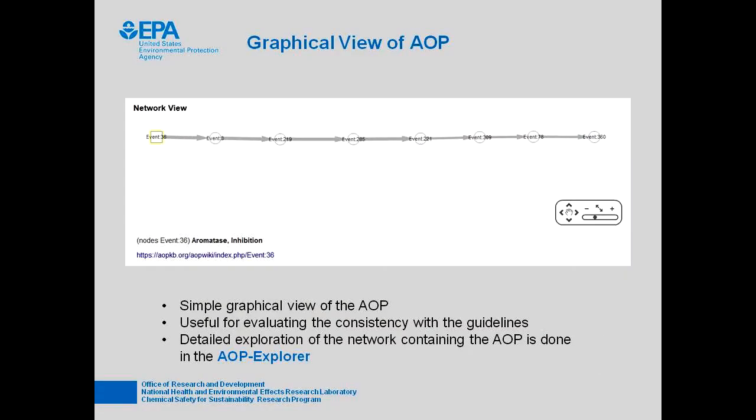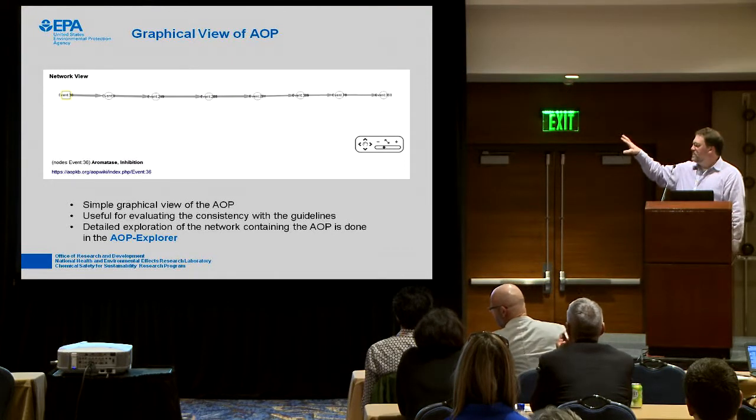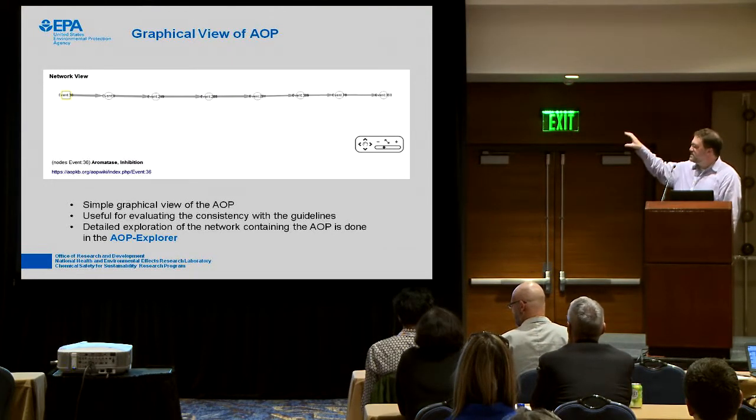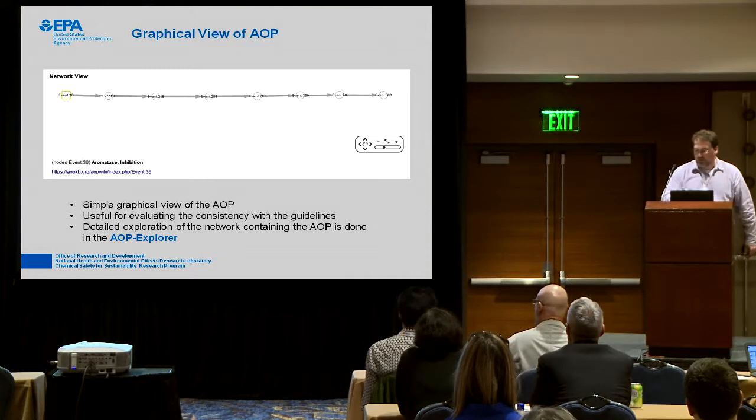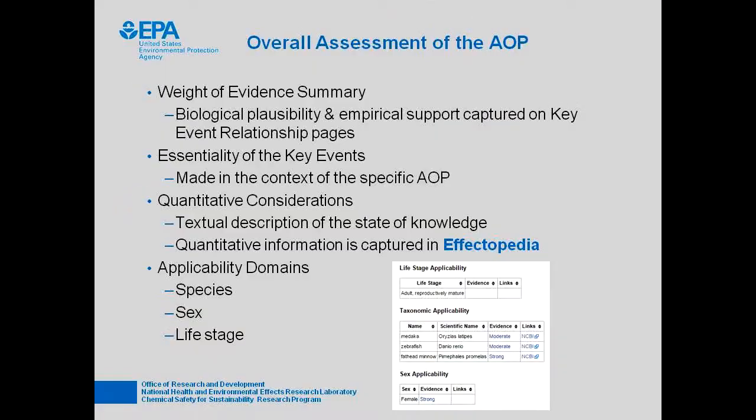We do provide a graphical view of the AOP, and the goal for any individual AOP is to have it look like this at the end. Again, it's a linear series of events. You might have some indirect edges that would curl out around this, but you don't want a lot of branching and splitting in an ideal world for a single AOP. In this case, it's just giving a view of a single AOP, but the AOP Explorer that Ed will describe will talk about that in a broader context.